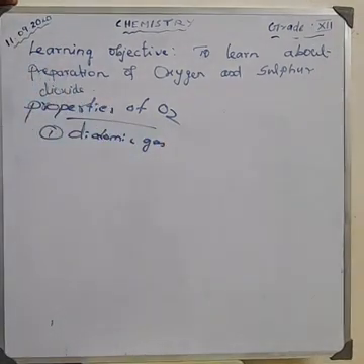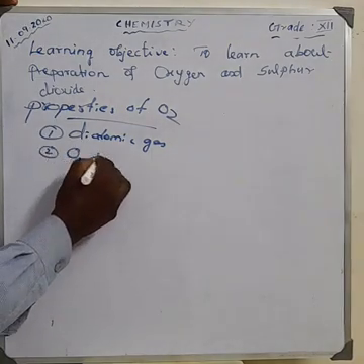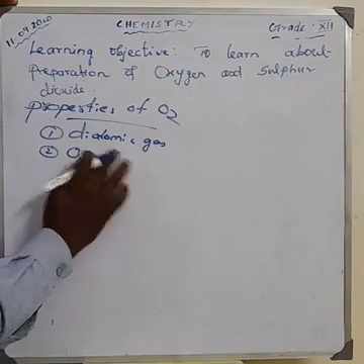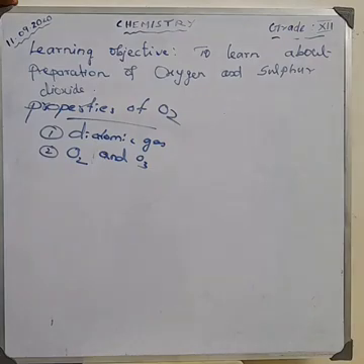And also, oxygen can exist in 2 allotropic forms. One is dioxygen, O2, and the other is ozone, that is O3. Clear?